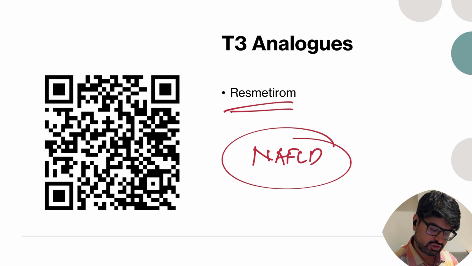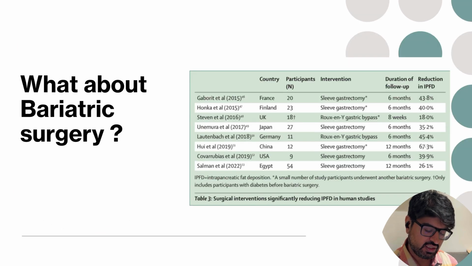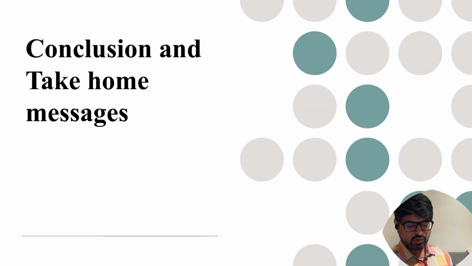So those of you who follow notes in endocrinology can scan this QR code and you can read our notes on resmetirom, right? So resmetirom is a new drug which has been approved for use in non-alcoholic fatty liver disease. What about bariatric surgery? Absolutely, yes, bariatric surgery reduces ectopic fat to a significant extent, and that is something which is well known. And obviously it's a surgical technique, right? But at the end of the day, it reduces ectopic fat, and different types of surgery will lead to different amounts of ectopic fat reduction.